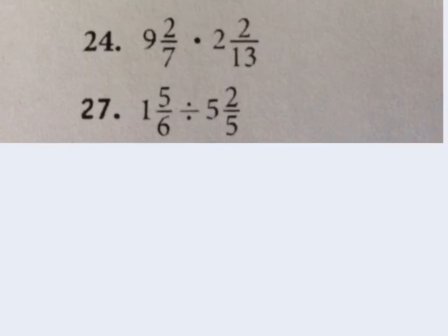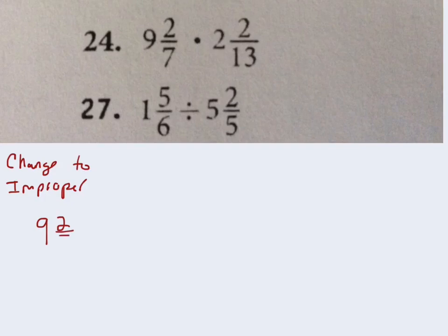Okay, 24. We must change it to improper. How do we do that? So let's do 24. 9 and 2/7. Let me pull that out a little. Perfect. What does that equal? Well, we multiply and add. 9 times 7 is 63 plus 2, 65. Alright, so that's that. Now, you're going to try the next one on your own. So 2 and 2/13. What is that? I'll pause it here, and you guys try that, and I'll come check.